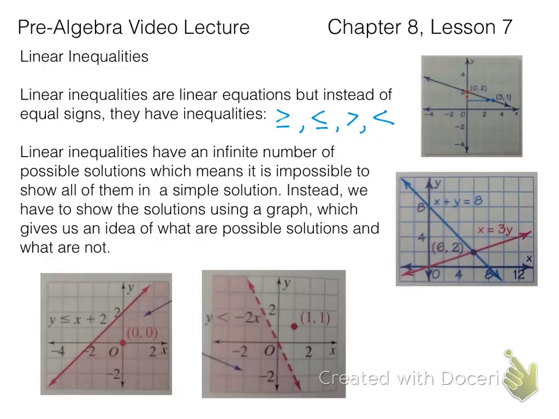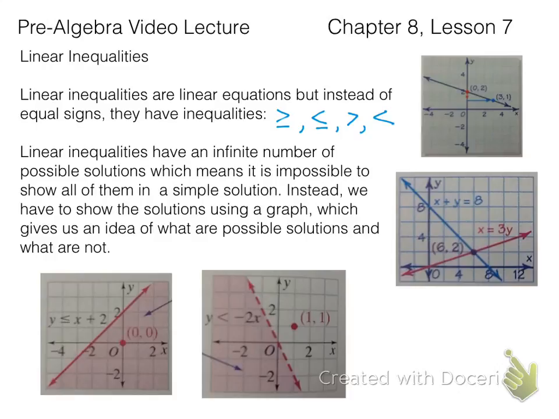Because there's so many different possibilities, so many different solutions, it's impossible to show them all in just a y is greater than blah blah blah. So instead we have to show the solution using a graph, which gives us an idea of what the possible solutions are and what they are not.